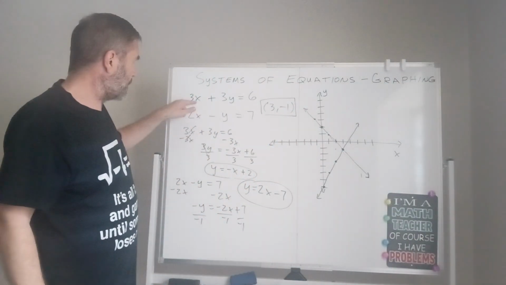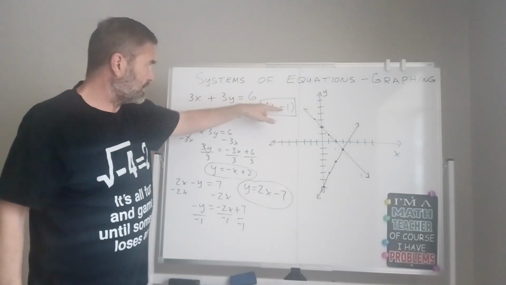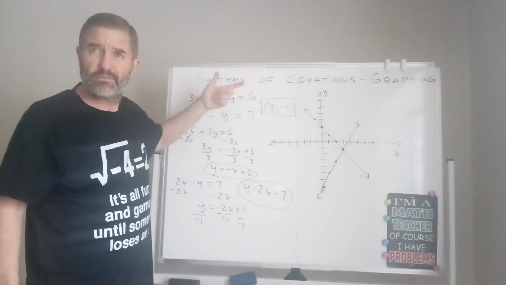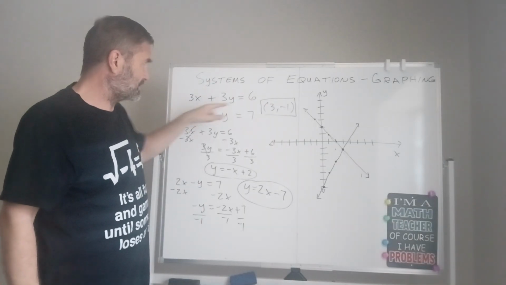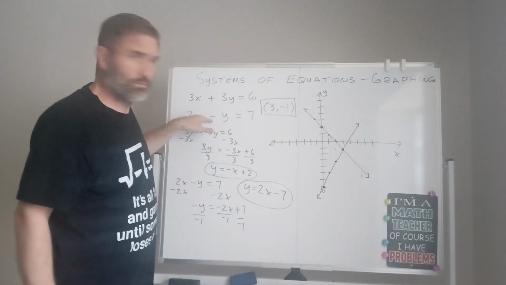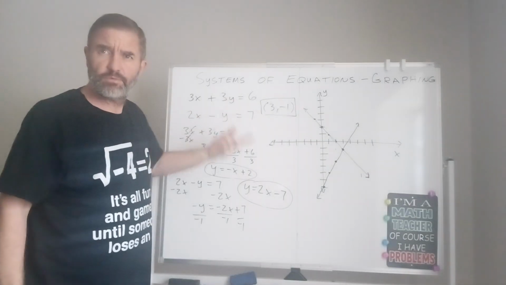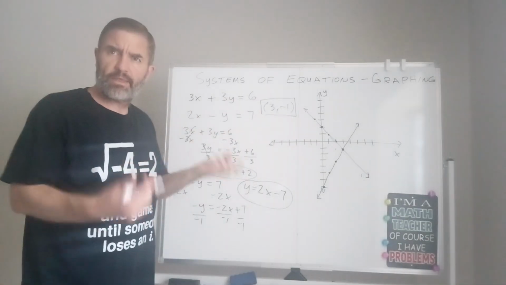And you can check them. 3 times 3, 9. 3 times -1, -3. 9 minus 3, 6. That works. 2 times 3, 6. Minus 1 is +1. 6 + 1 is 7. So that worked. And notice I'm using mental math to check them.